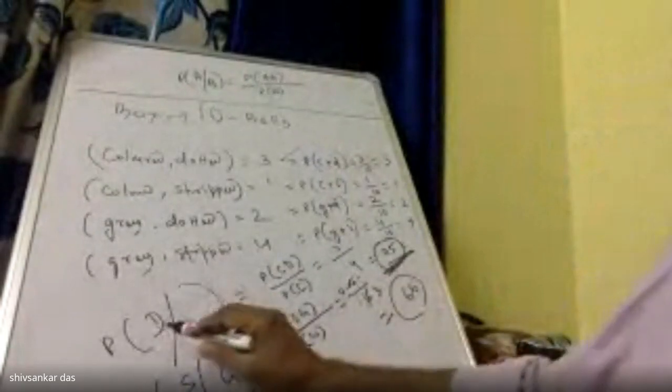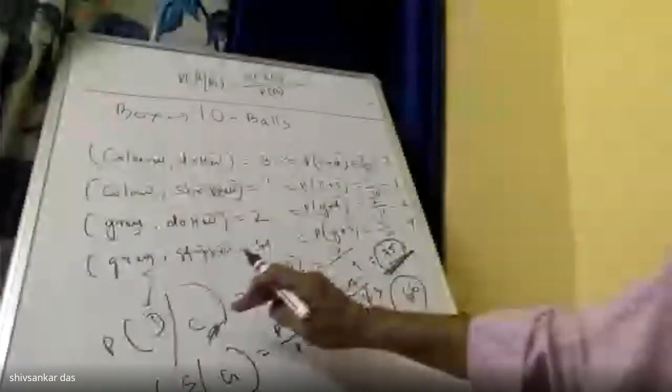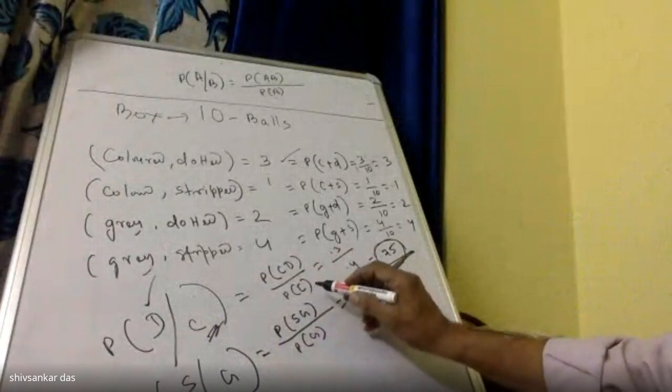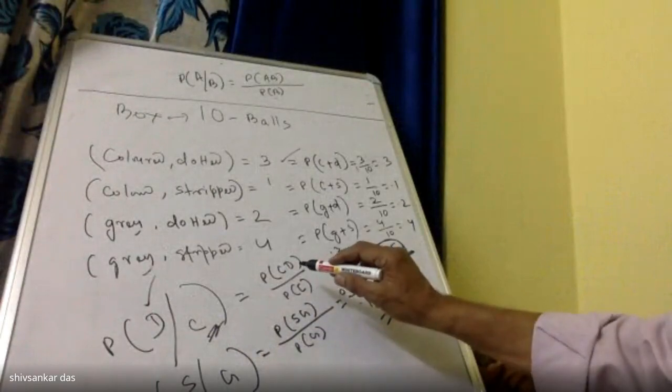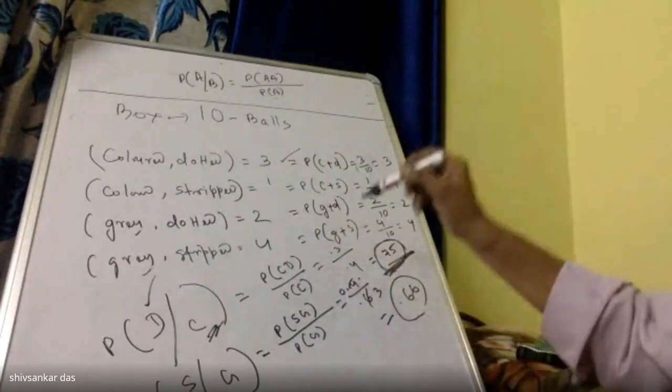Similarly, probability of dotted and colored. First condition is colored. Second condition is dotted. That is equal to probability of total colored and dotted over colored. That is equal to 0.7.